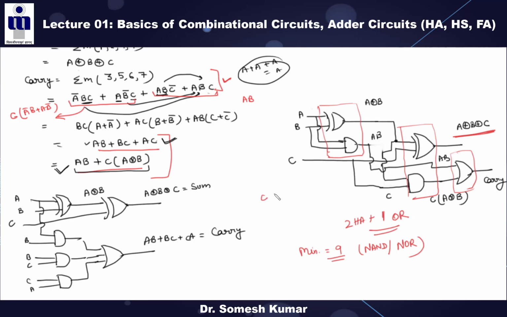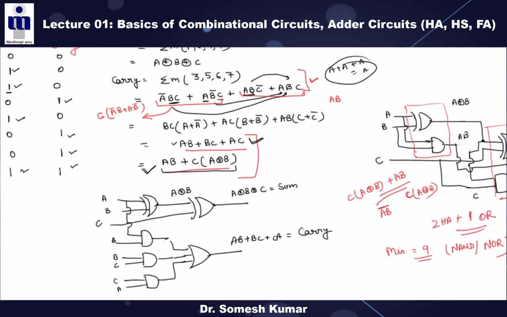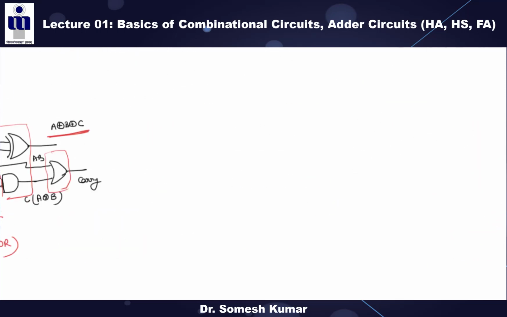Because this is your carry, and if you are making it using NAND gates, you already received this AB bar in between these two stages. And you already got this C and A XOR B also. So I am drawing this circuit, how you can implement the full adder using NAND gates. Using NOR gates you can try at home, the full adder using NAND gates.